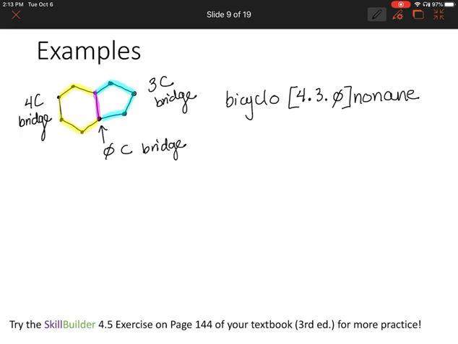Okay, so let's try another one. And this one will look really similar to what you've seen already on your pods from a couple weeks ago, I guess now. So we have this structure here, and then there's actually a bridge going up and over. So let's start by counting the total number of carbons. So 1, 2, 3, 4, 5, 6, 7, 8.